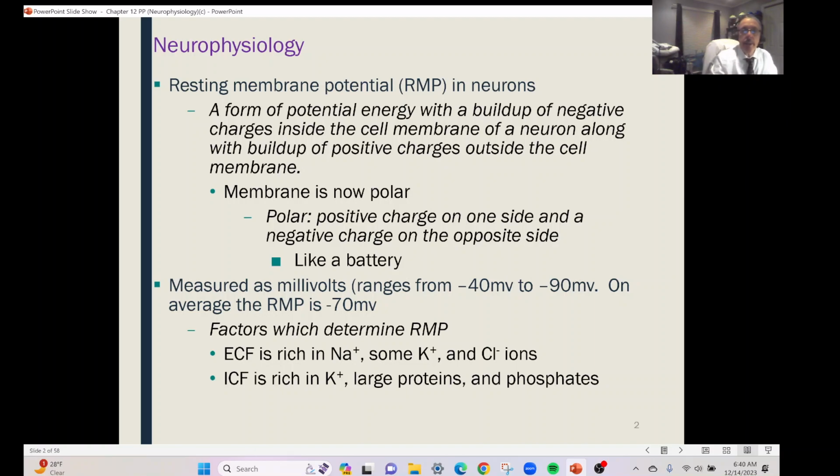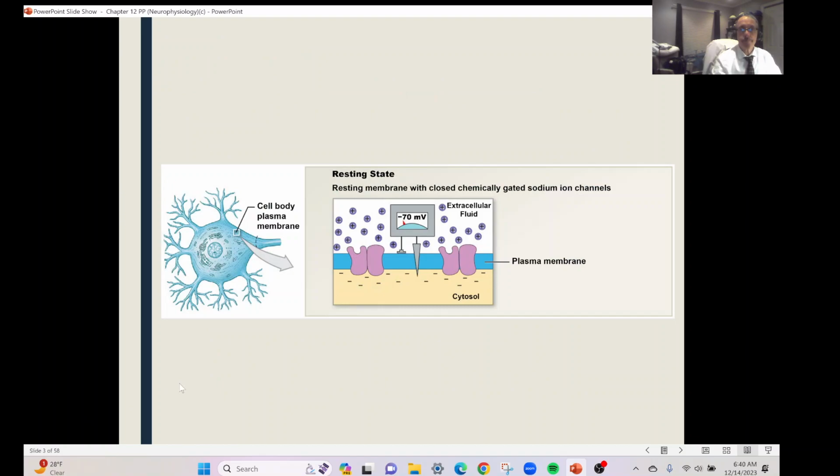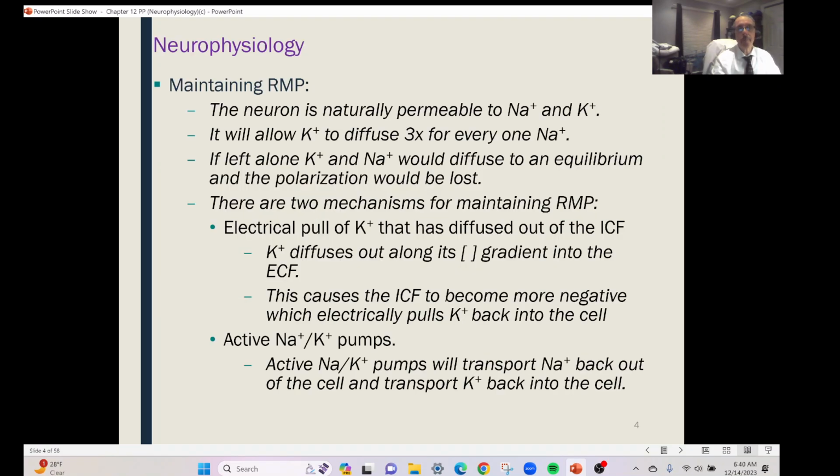positive. The intracellular fluid, like I said before, has large proteins which are negatively charged and phosphates which are negatively charged. And it does have some potassium, even though they're positively charged. These large proteins and phosphates are so negative that the inside is negative. Okay, so we need to make sure that that's always the case, that the outside is positive and the inside is negative. So that's what I want to talk to you about now.